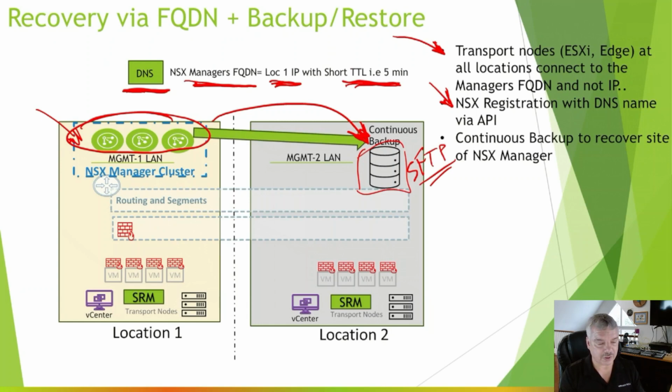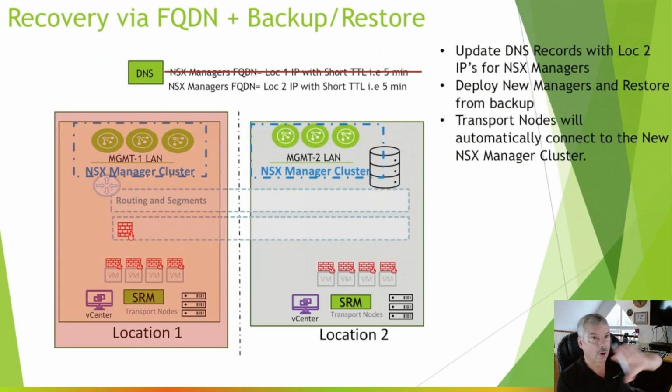So now all of a sudden there's a disaster. Boom, we lost location 1. All our managers are gone. So you then need to go into your DNS and update the records of those managers with the new IPs of location 2. Remember, you only gave it a time to live of 5 minutes. Believe me, once you update that, it's going to take you longer than 5 minutes to recover everything else.